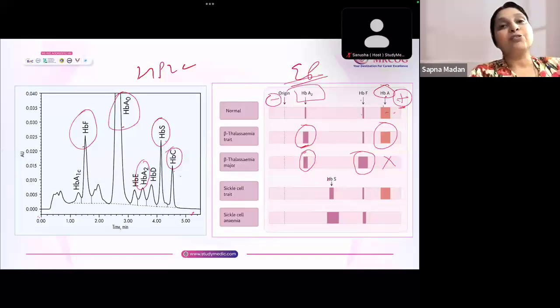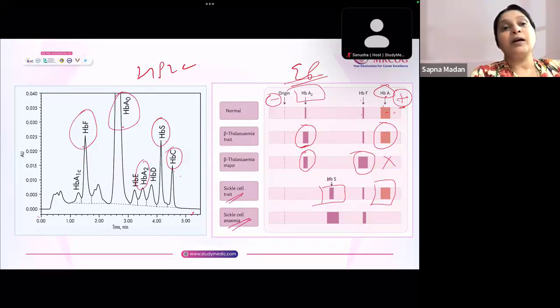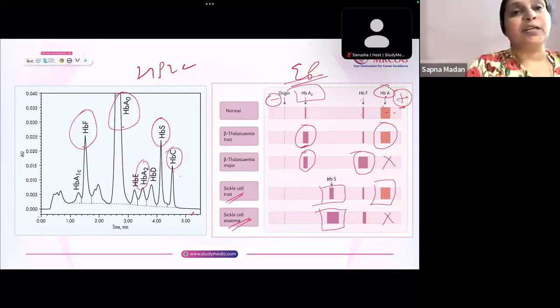Talking about sickle cell trait, we said that there was an adult hemoglobin fraction present and a little bit of sickle cell fraction also. So this is sickle cell trait. And what is the difference between sickle cell trait and disease or anemia? In anemia, there is no adult fraction and there is a big amount of sickle cell hemoglobin. Okay, so this is between the HPLC and electrophoresis. If they give you a slide or a graph, then you should be able to know which fraction of the hemoglobin is present and accordingly answer.